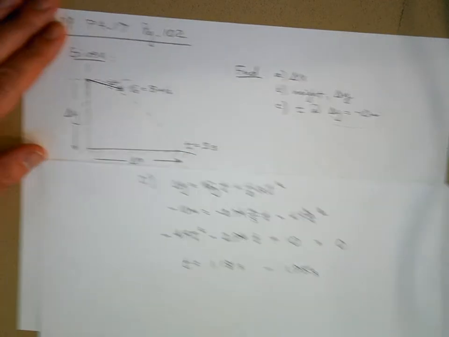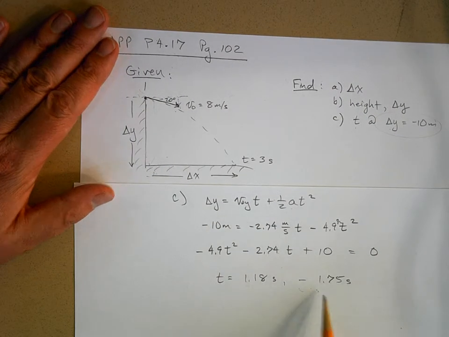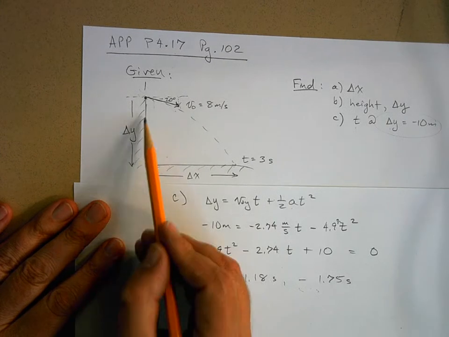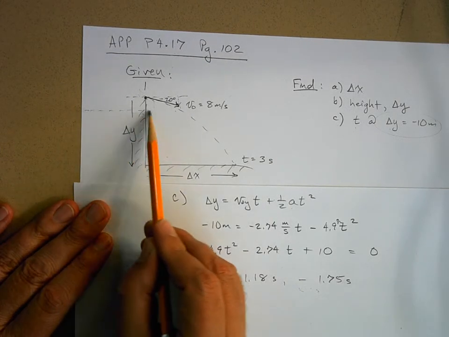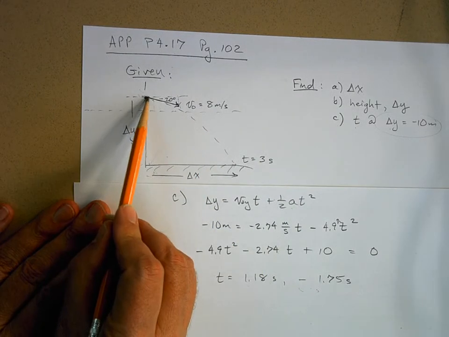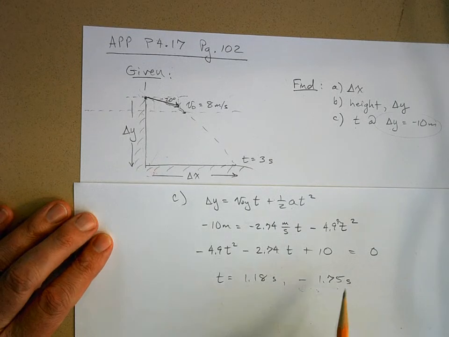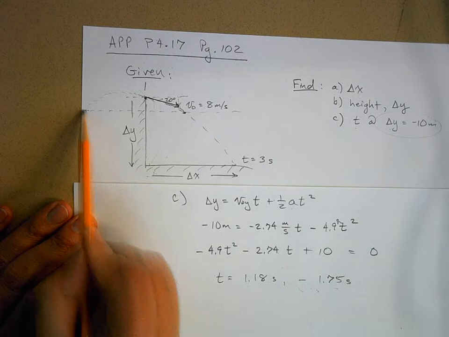Now that actually makes sense because, what is this negative root here? They're called roots, right? When you solve a quadratic equation like this. Where's negative 10? This is about 50 something, so negative 10 is right about here, right? So in 1.18 seconds, it's going to fall from here to here. But if you go negative 1.75 seconds, it'll be over here.